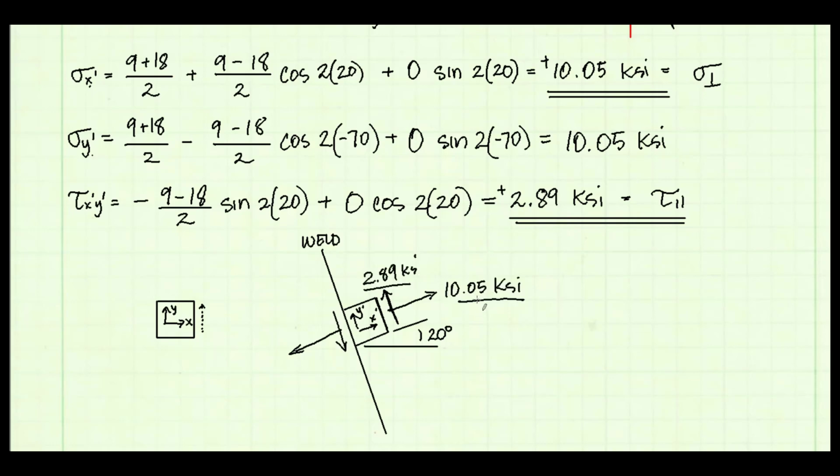And now I have the normal stress and the shear stress acting on the weld plane, shown in the correct directions. And I'm done.